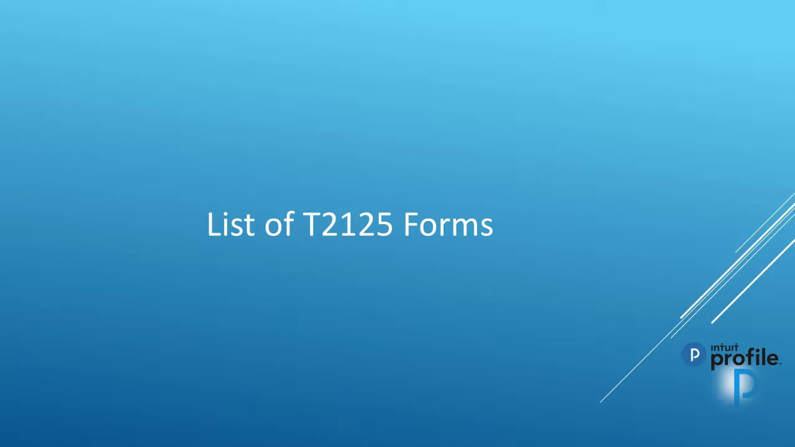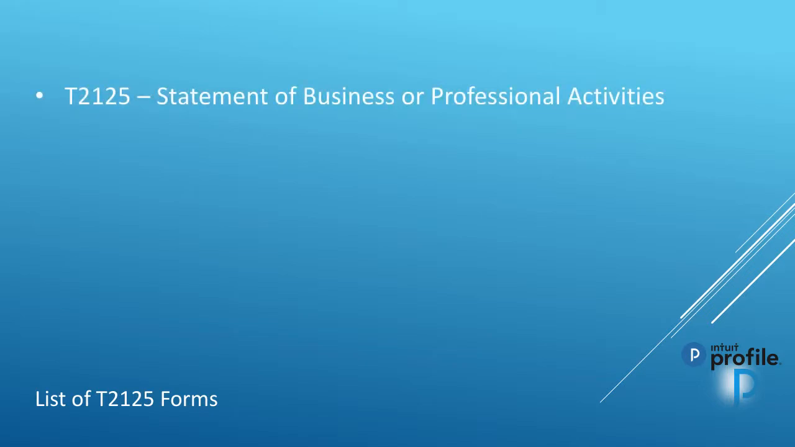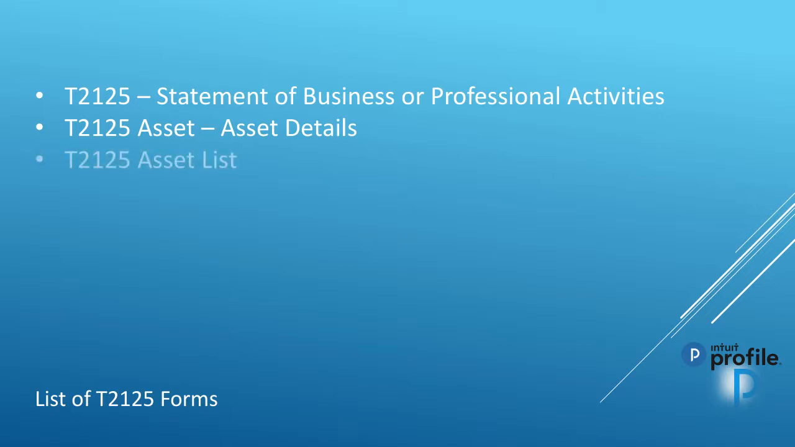Now, there is a video that will go more in depth in each form, so look out for that. Your first form will be the T2125, which is a statement of business or professional activities. Next on the list is the T2125 Asset, and this is where you enter the details of your assets. And you'll find your asset list on a form called T2125 Asset List.